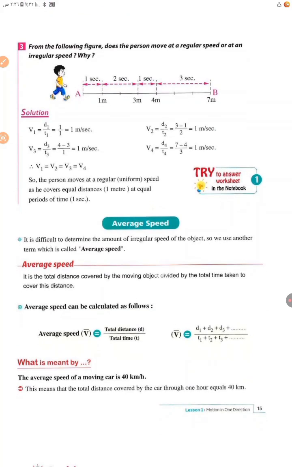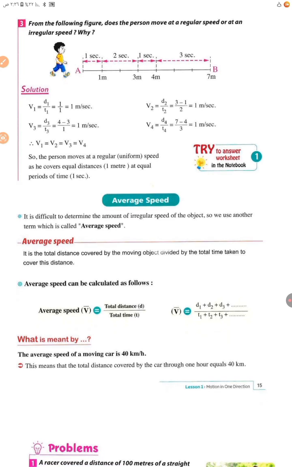My solution: the first velocity v1 equals d1 over t1 equals 1 over 1 equals 1 meter per second. v2 equals d2 over t2 equals 3 minus 1 over 2 equals 1 meter per second. v3 equals d3 over t3 equals 4 minus 3 over 1 equals 1 meter per second. v4 equals d4 over t4 equals 7 minus 4 over 3 equals 1 meter per second. So v1 equals v2 equals v3 equals v4, all the speeds are the same.